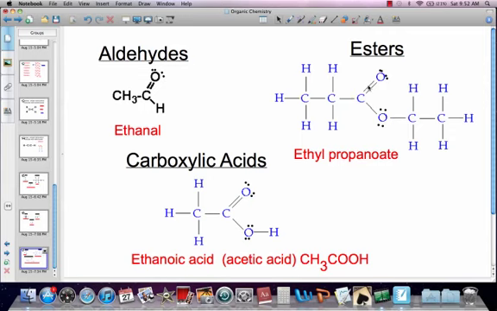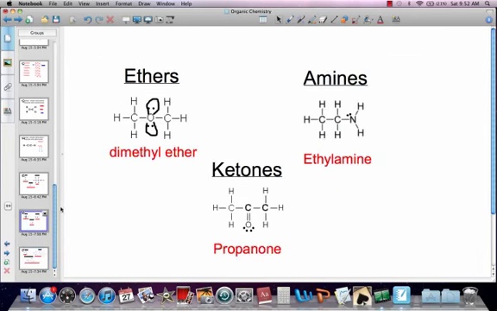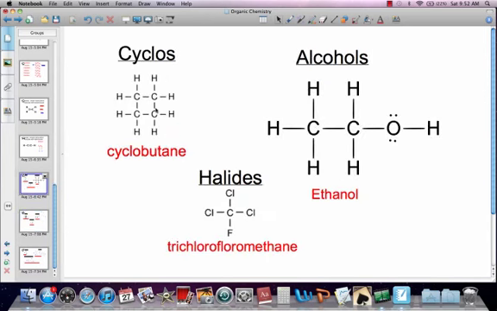Esters are a combination of a ketone and an ether. Aldehydes have a double bond on the very end. No haters for the amines. Ketones have double bonds in the very middle. Ethers have the ether bunny's ears right there. They're an oxygen in the middle of a carbon chain. We've got cyclos that are connected in a continuous cycle. Halogens, it could be chlorine, bromine, iodine, fluorine. And then the hydroxide group makes it an alcohol.